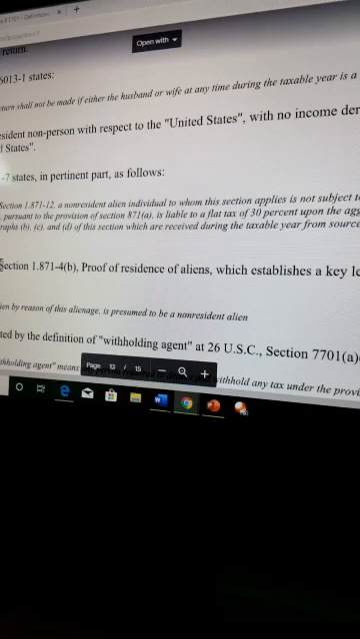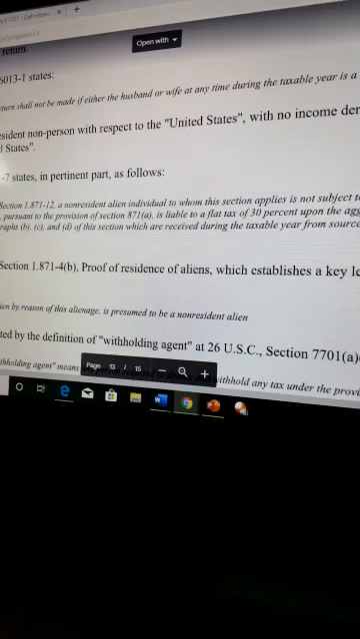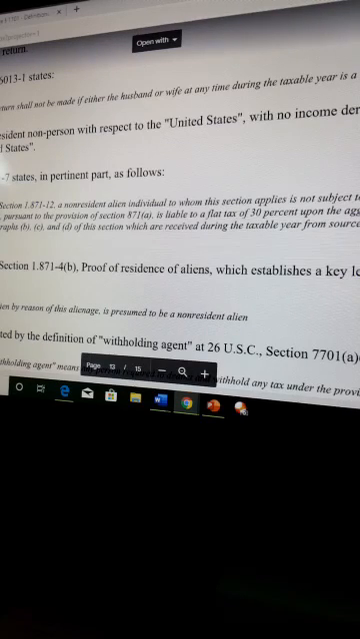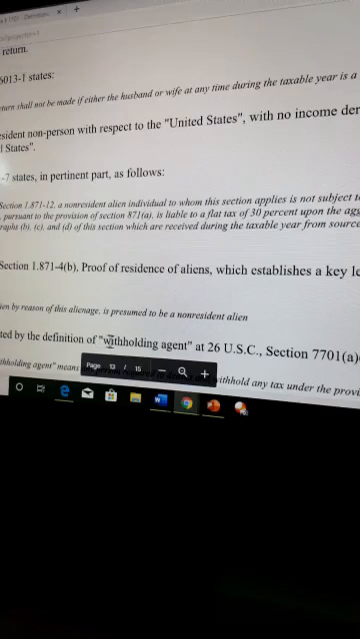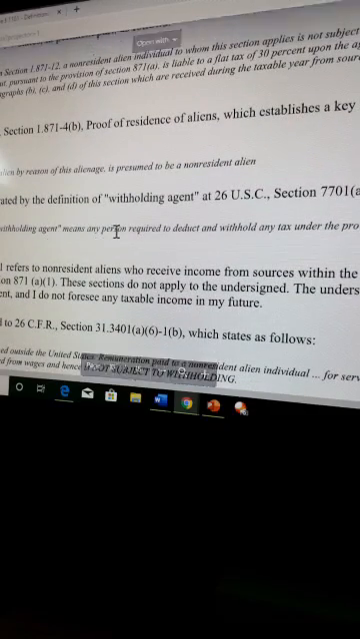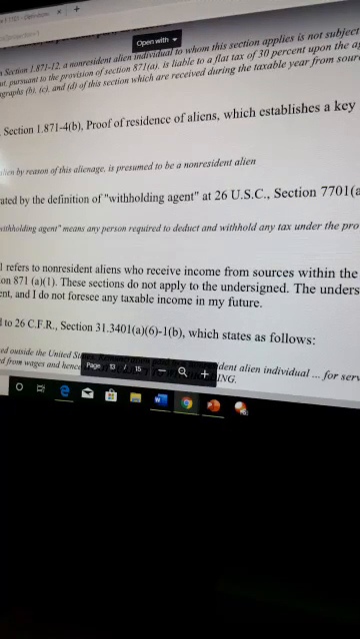Please note, Title 26 CFR Section 1.871-4(b), proof of residence of aliens, which establishes a key legal presumption. (b) Non-residents presumed, an alien by reason of his alienage is presumed to be a non-resident alien. 52. Further facts are illustrated by the definition of withholding agent at Title 26 U.S.C. Section 7701(a)(16). A withholding agent, the term withholding agent, means any person required to deduct and withhold any tax under the provisions of Sections 1441, 1442, 1443, or 1461.